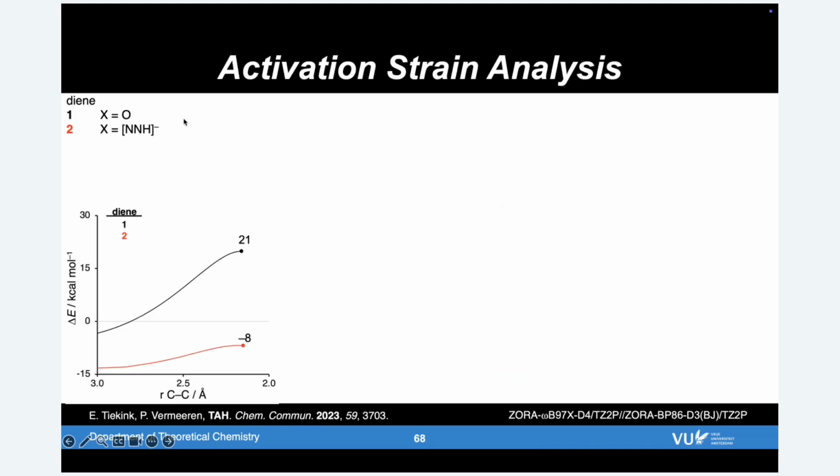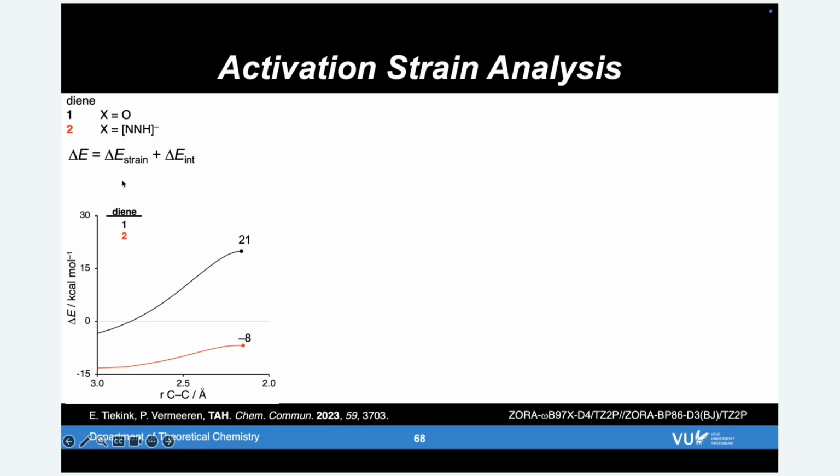So we wanted to see this reaction, and we modeled the uncatalyzed reaction here in black. That would just be the pristine tropone reacting with our maleimide. Here you see a barrier of 21 kcal, very high. Then in red, we have our hydrazone anion, and that benefits from a submerged transition state. It actually forms a stable reactant complex here, and then it has a barrier of minus 8 kcal.